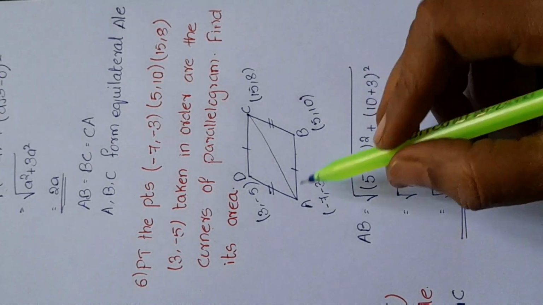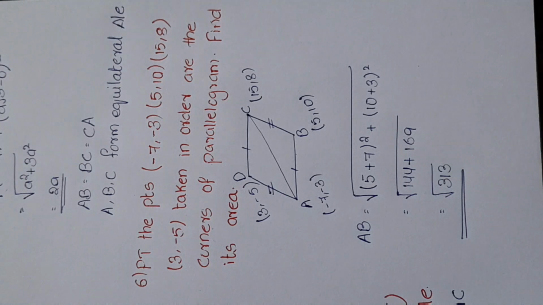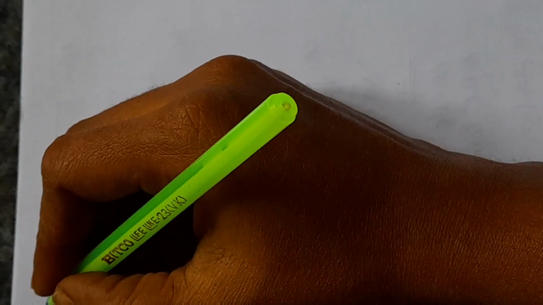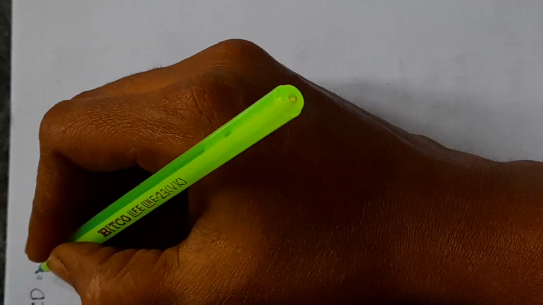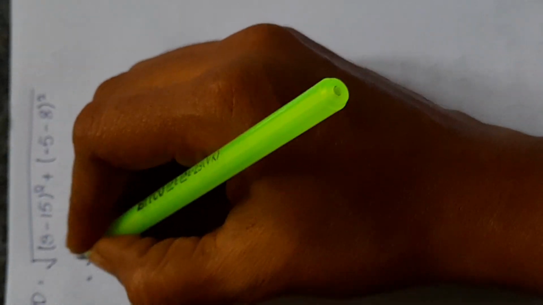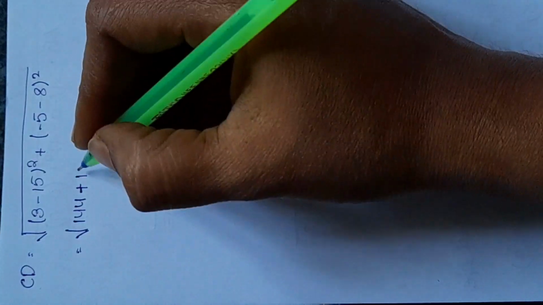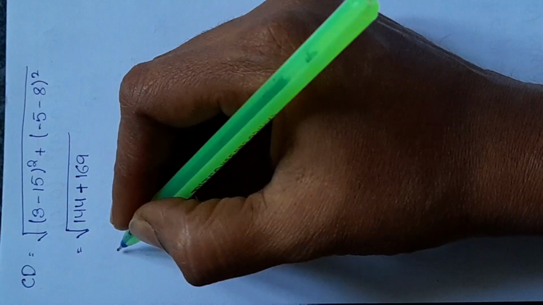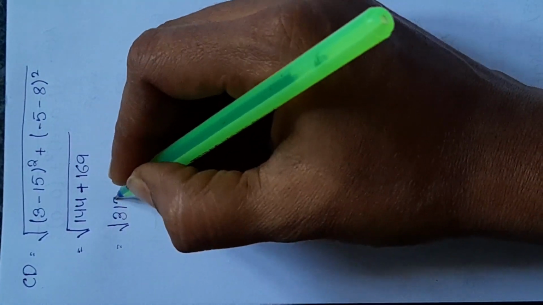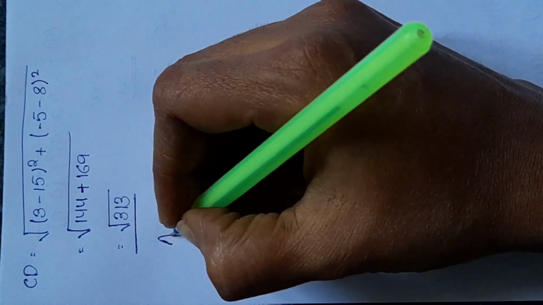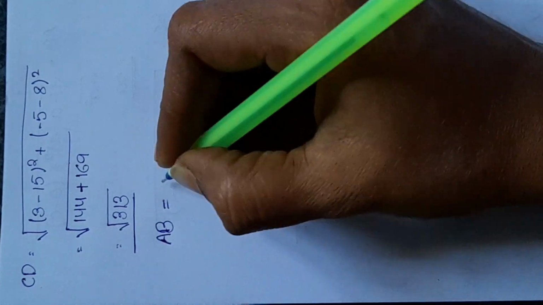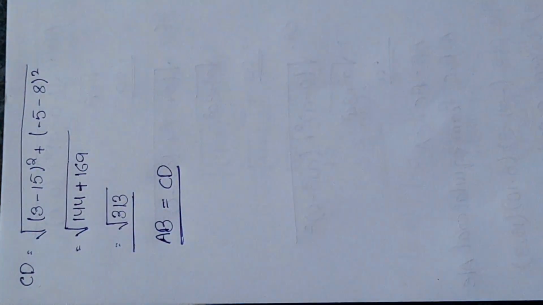That is, the distance between the points A and B is root of 313. Now the opposite side for AB is CD. Let us find the distance between the points C and D, which is equal to root of 144 plus 169, which is equal to root of 313. AB is equal to CD.